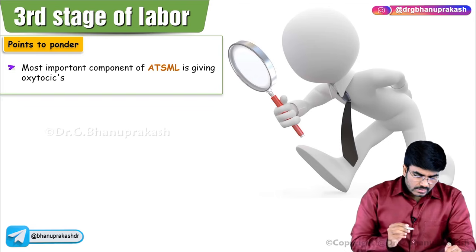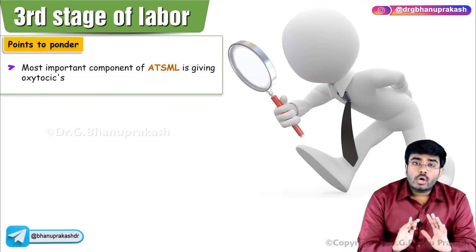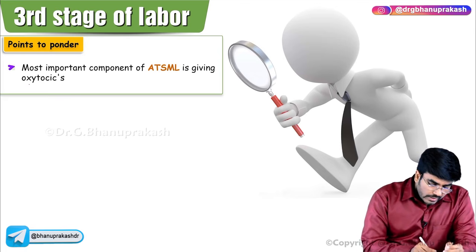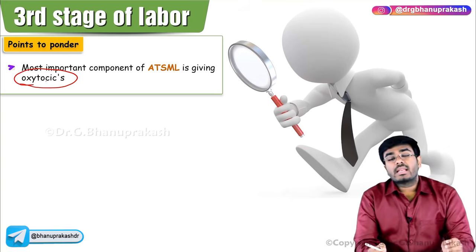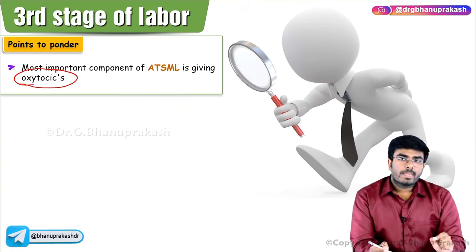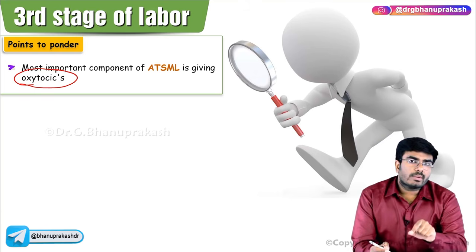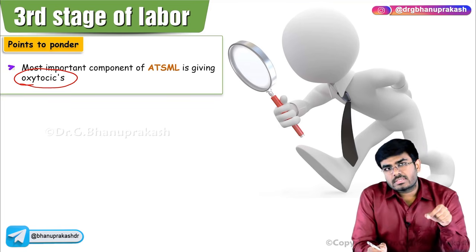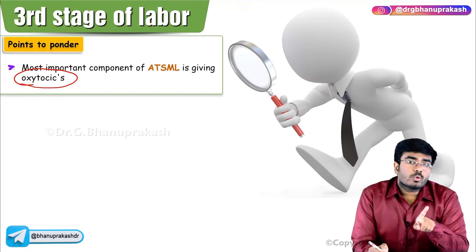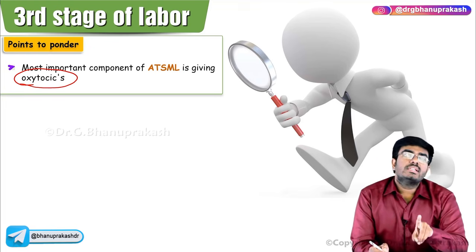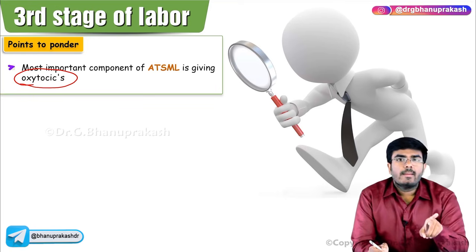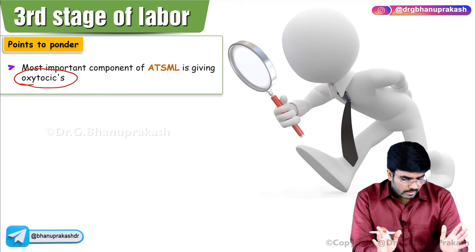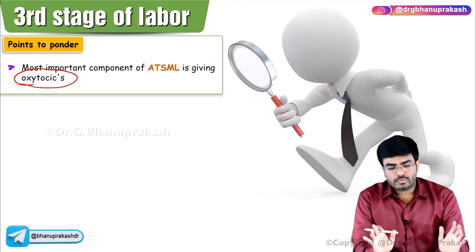Now let's talk about some important points. Guys, out of all the three components of active management of the third stage of labor, the most important component is giving oxytocin, or a uterotonic drug. What is the most preferred uterotonic drug? The most preferred is oxytocin. 5 to 10 units should be given intramuscularly. Never give oxytocin as an IV bolus. You can use it as an IV infusion, that's a totally different thing, but the preferred route is 5 to 10 units intramuscularly. Oxytocin is the preferred drug by the WHO.